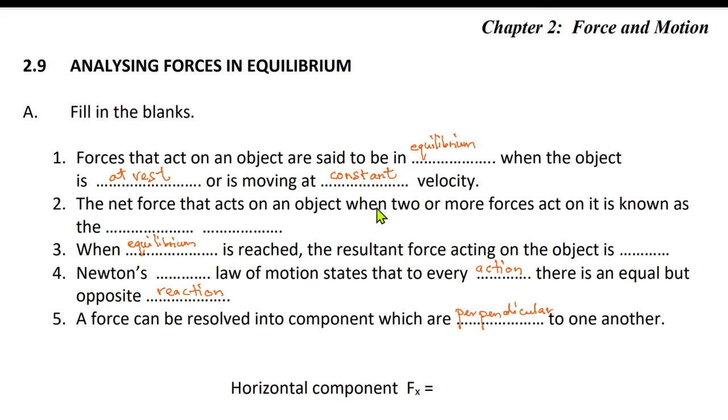Alright. So the net force that acts on an object when two or more forces act on it is also known as the resultant force. So this is the other name that we give to net force. Okay, resultant force. In Bahasa Melayu, this is called daya paduan. Okay, when equilibrium is reached, the resultant force, the net force, is 0.